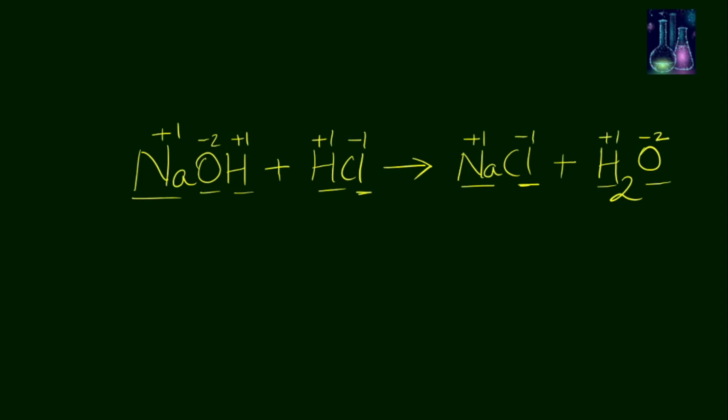So one can identify whether it is an oxidation or a reduction reaction by assigning oxidation numbers and then seeing what happens in the overall reaction. If there is an increase in oxidation number, it means it is undergoing oxidation, and if there is a decrease in oxidation number, that means it is undergoing reduction.